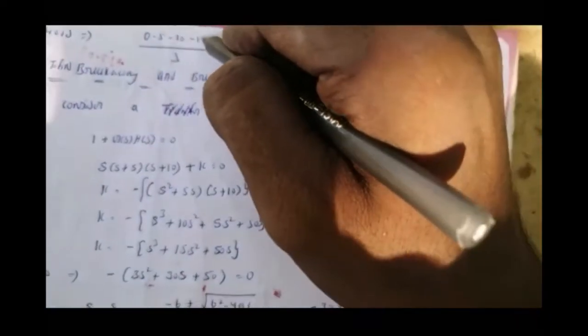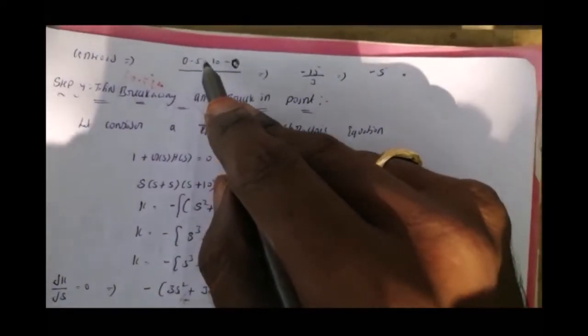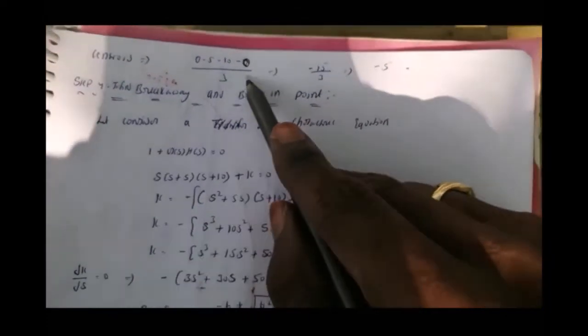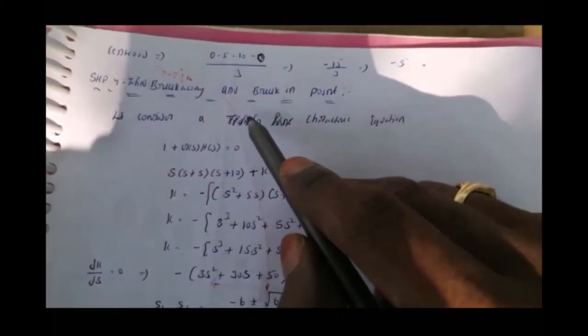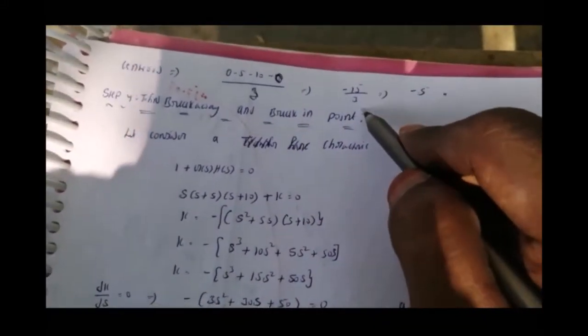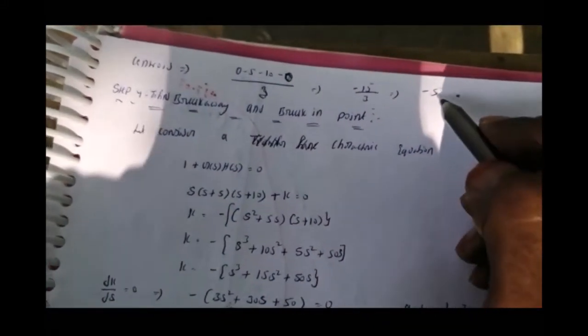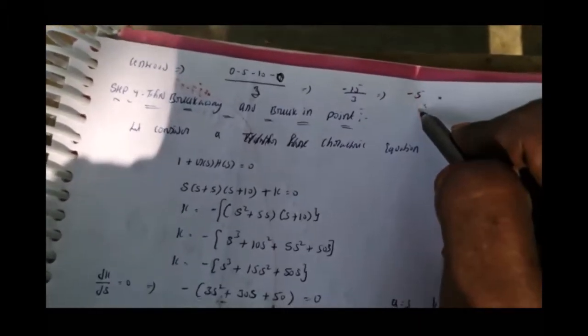So what is the formula for centroid? The sum of poles minus sum of zeros, divided by n minus m. So we have 3 poles, right? 0, minus 5, minus 10. So sum of poles means 0 minus 5 minus 10, minus, there is no zero, so I am representing here 0, divided by n minus m. So n minus m is 3, minus 15 divided by 3, finally you will get minus 5. So centroid is minus 5. From this point we have to draw the asymptotes with respect to the angles.